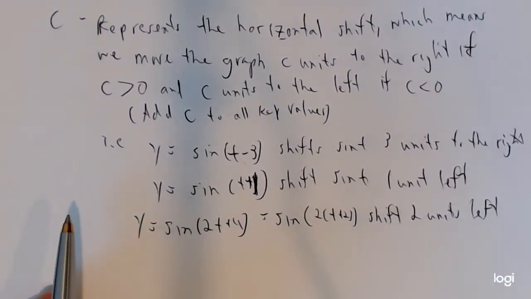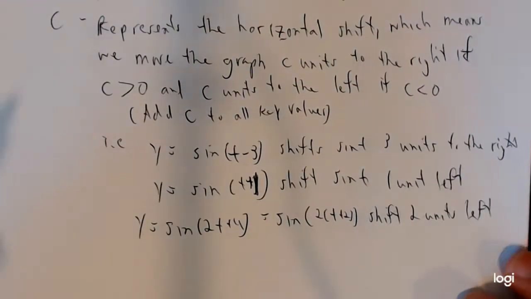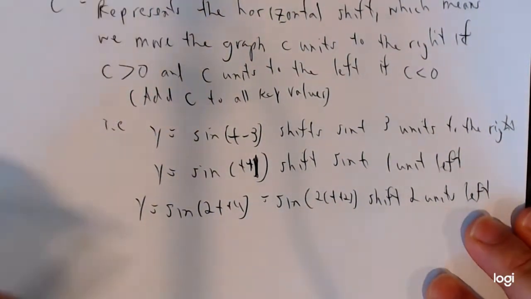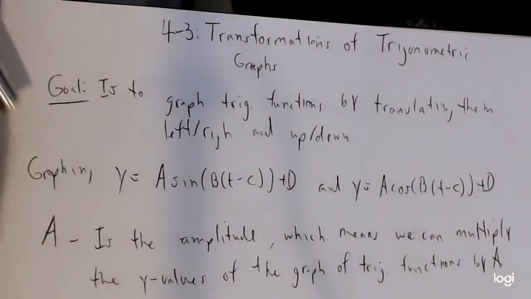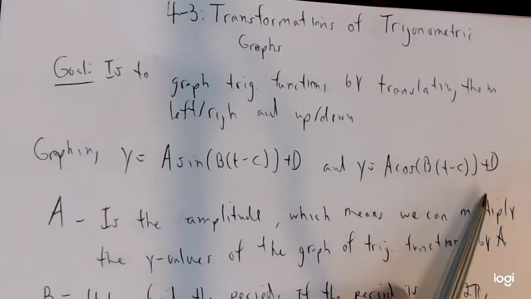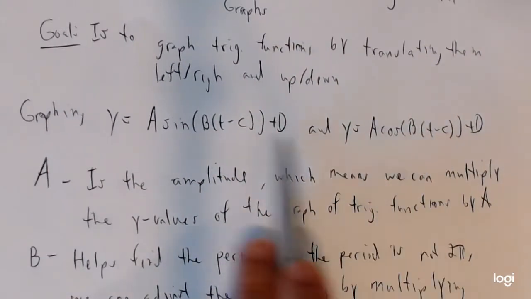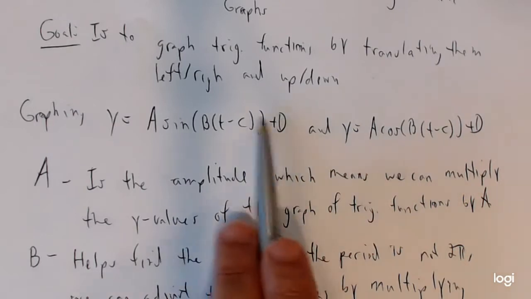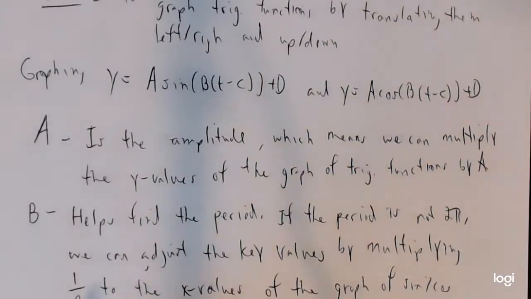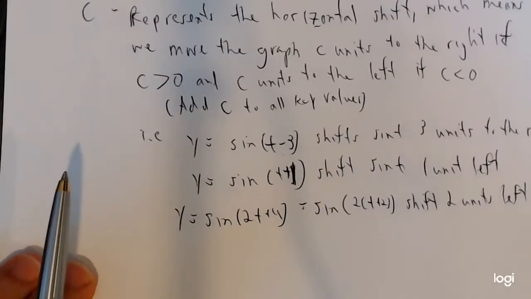So that's important. Now let's go on to the last part, and then we'll do some examples where we'll perform all these transformations, and you'll see how it works, which is this D, okay? I think by now you could probably guess what that D is. If the C is moving things left and right, then the D, we're adding it to this whole thing, which means that's how we're moving things up and down. So let's talk about D here.